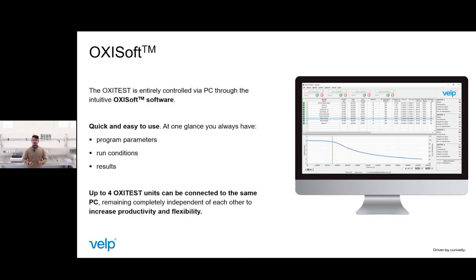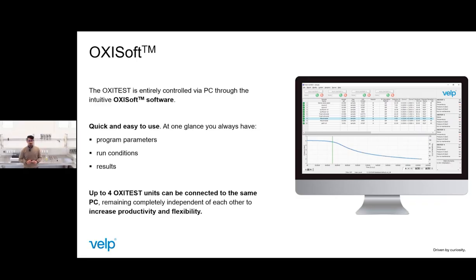All of this process is managed through Oxysoft, that is our software dedicated to control the instrument. This software, as you can see also from the picture, is intuitive and user-friendly, allowing a full control of the test parameters. So real-time monitoring, for example, of pressure and temperature, and of course, at the end of the analysis, instant calculation of the induction period.